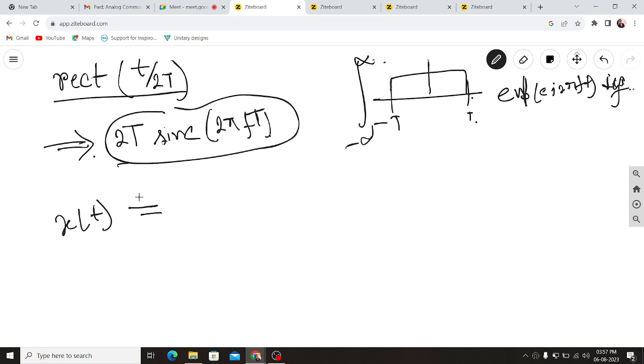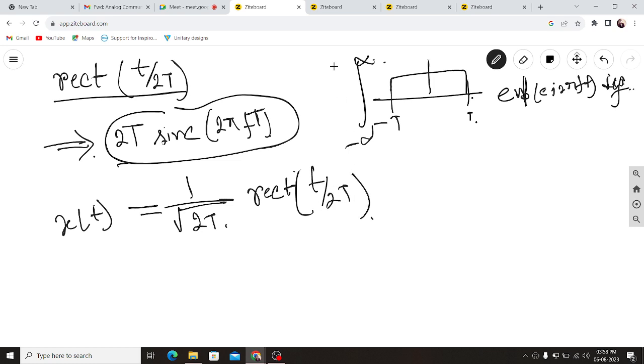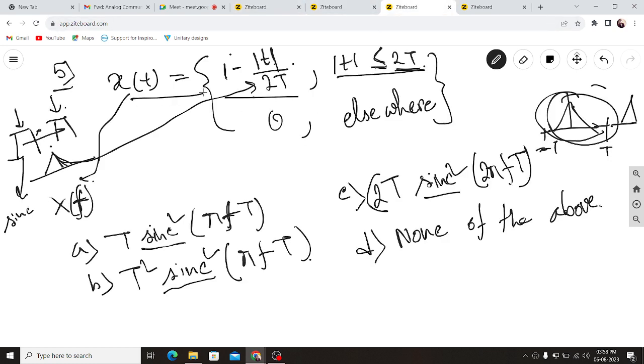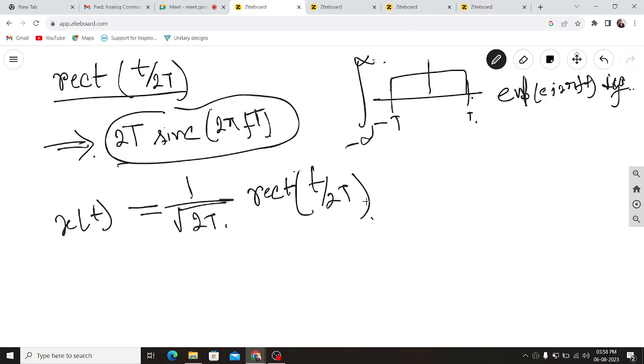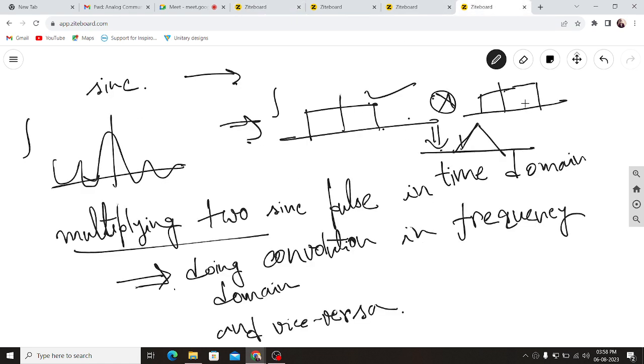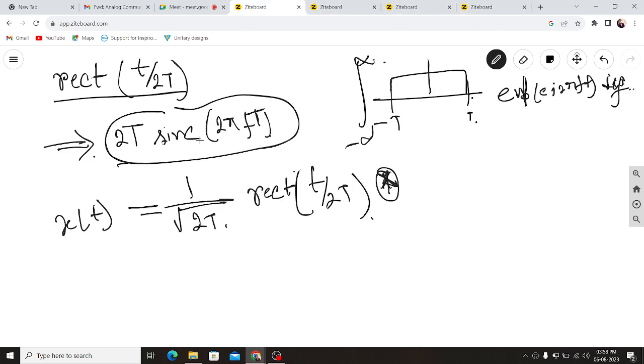So xt, that is the signal, is rect of t by 2t. What is this xt? Xt was the signal, this triangular signal, into, this will be multiplication. Sorry, that is convolution in this case. As I mentioned earlier, if I do convolution between two rectangular pulses, a triangular pulse will come. So first, what we started, we are writing xt in terms of the sinc functions from the duality property.